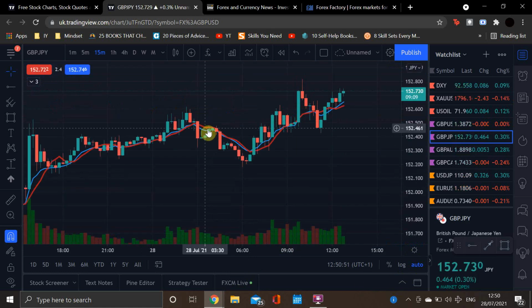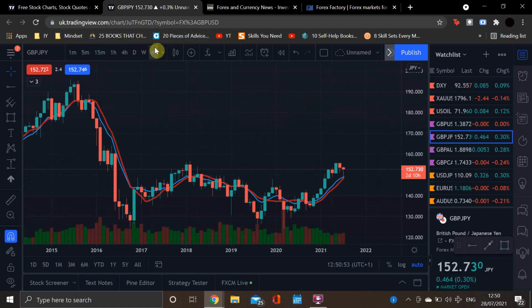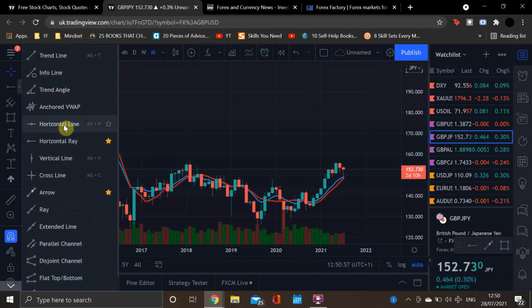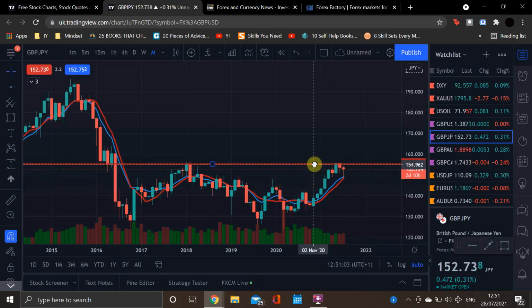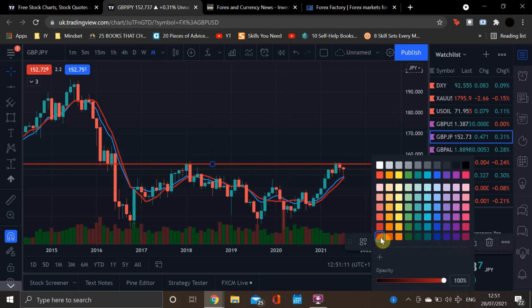GBP JPY, what's going on here? The thing is with GBP JPY, it's a funny pair. I make more money from GBP USD. GBP JPY, I still haven't figured it out yet. Still one of those funny pairs.